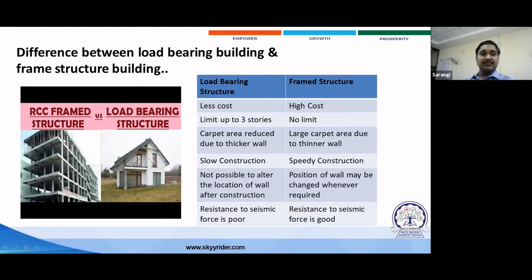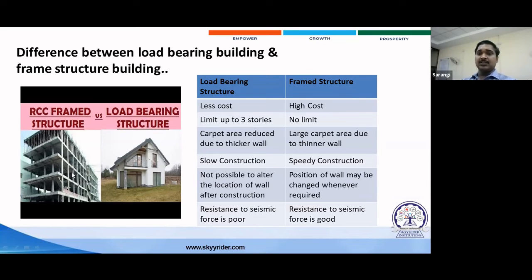But in the RCC frame, the wall constructions or the brick masonry works, which take longer periods, will be constructed after the skeleton is ready for the whole structure, which is the speedy construction process.